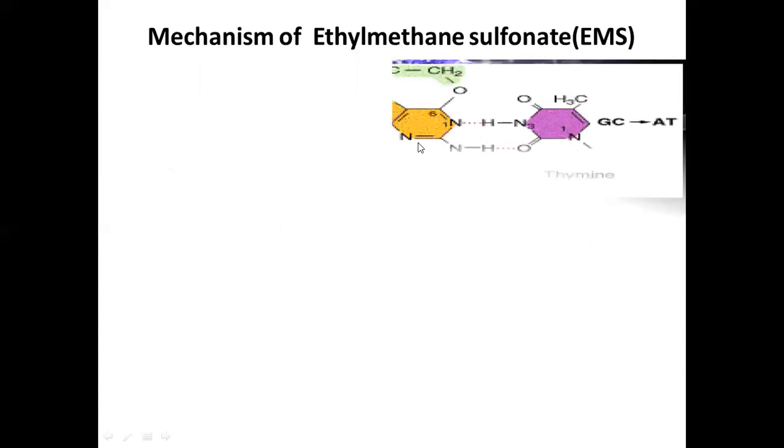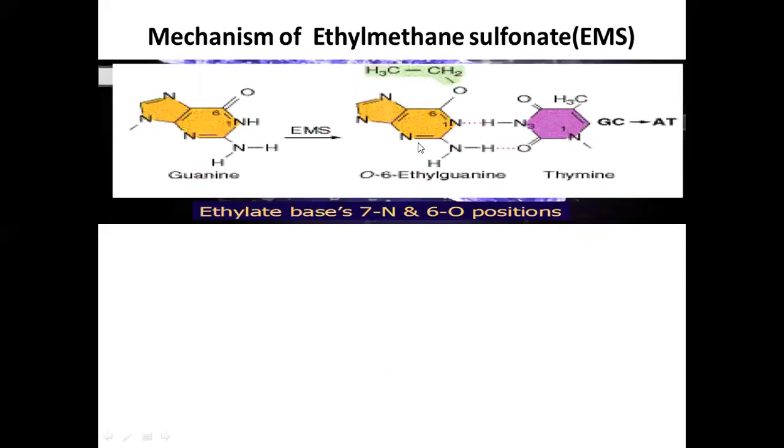So the mechanism, and in this example, we are giving EMS, which is ethylmethane sulfonate. We have guanine. In the presence of this mutagen EMS, it is going to lead to the formation of 6-ethyl-guanine. There's been an addition of this alkyl group, forming 6-ethyl-guanine.